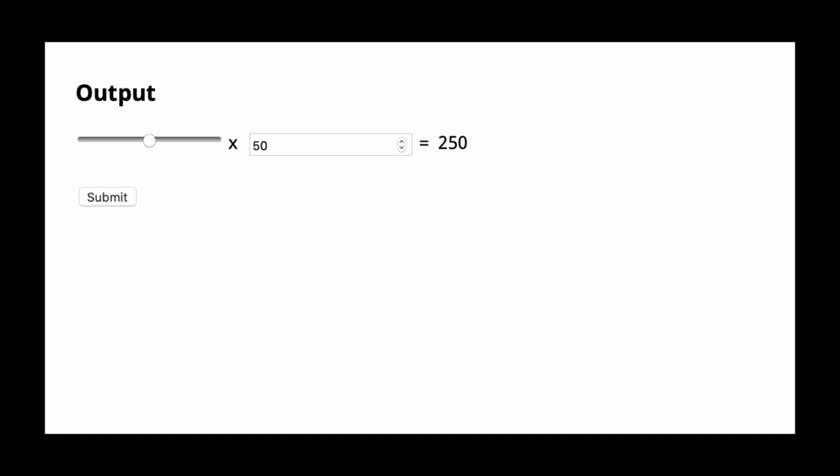These two numbers are then multiplied together, so the initial value for A at 5 multiplied by the initial value of 50 for B is a total of 250.